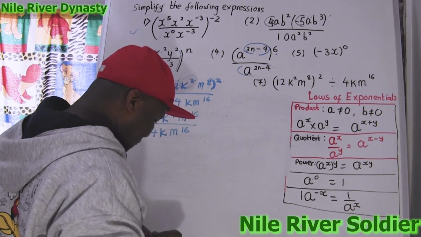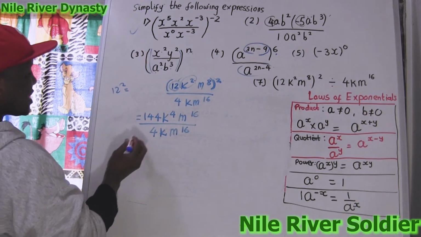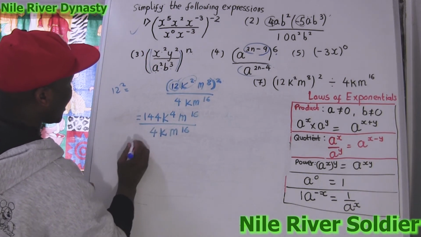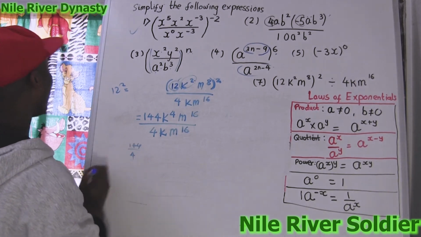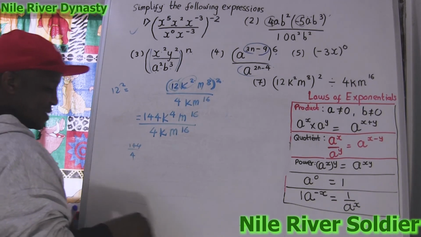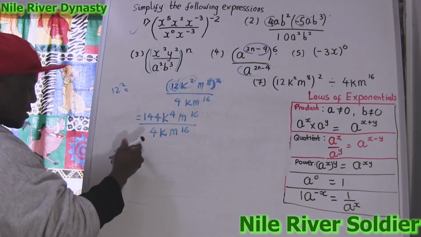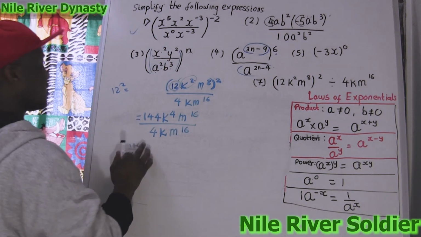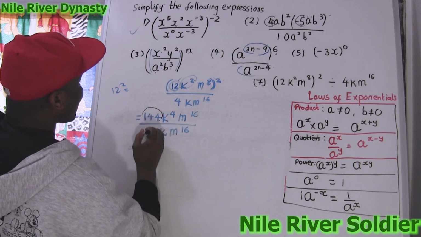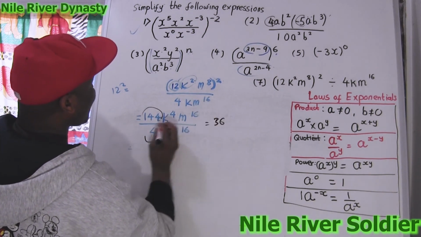So now we can finish up. How are we going to finish up? 144 divided by 4. Okay, now we got 144 divided by 4. I think 36. Yeah, 36. I believe so. Okay, 36. So this is going to give us 36. I mean 144 divided by 4 is 36.